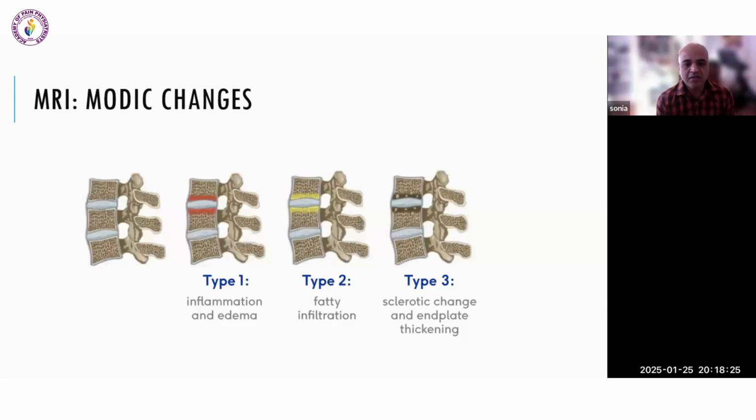So you can see that there are Modic changes. Dr. Modic is one of the radiologists who came up with these changes and correlated them anatomically. He showed that during the acute phase, which is type 1 Modic changes, there is edema and inflammation in the vertebral end plates. And this is usually white on T2 images, and usually black on T1 images. And if you can show the next slide, please.